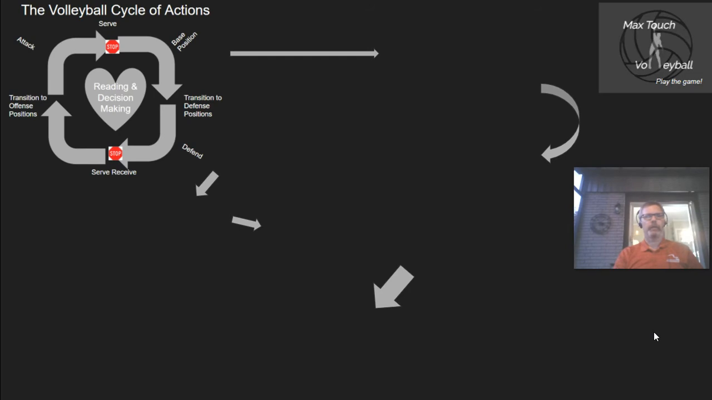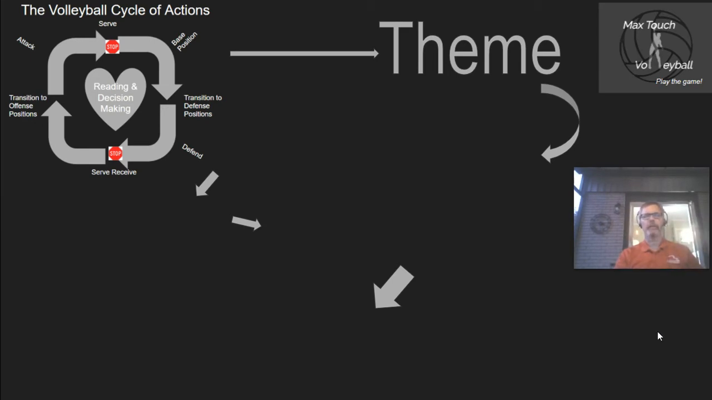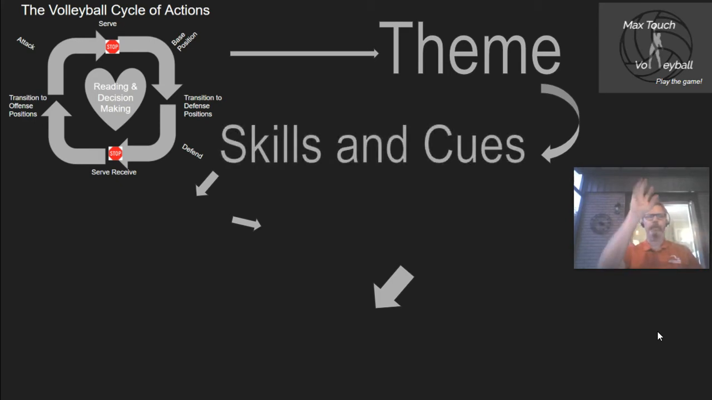You'll find that we talked about the volleyball cycle of actions and how we use the cycle of actions to pull out our themes and the things that we want to work on. We recommend that you only use one theme per day and use it within the context of the game. Once you've picked your theme, then you pick your skills that the players are going to perform. But please remember, at the heart of it all, it's reading and decision making.